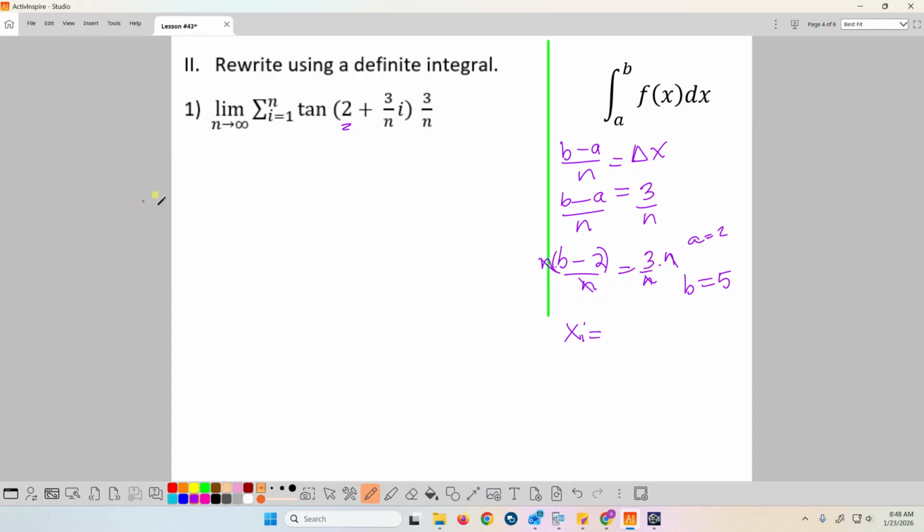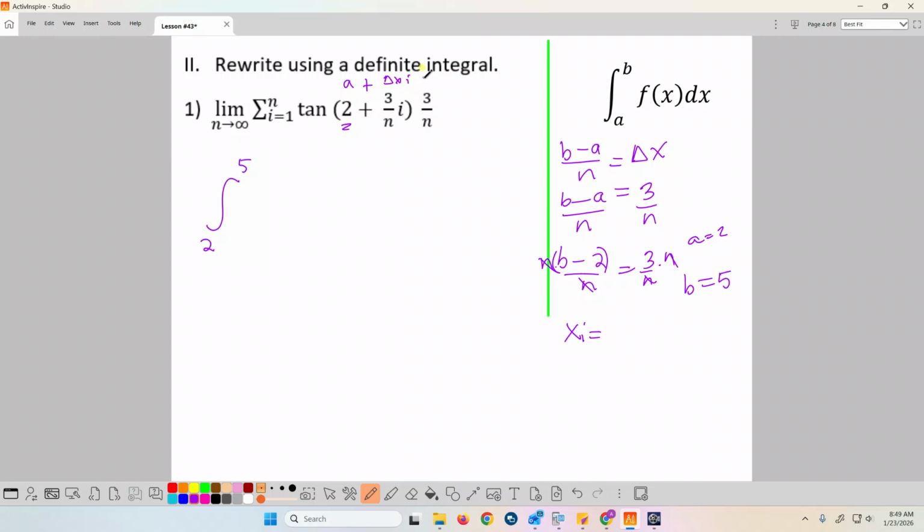Okay, with that being said, I can already kind of start off by saying, hey, this is the integral that goes from 2 to 5, right? I just got to find out what function this is. Well, if I know that that's a, and I already know that delta x was 3 over n, right? Here's my delta x i, right?